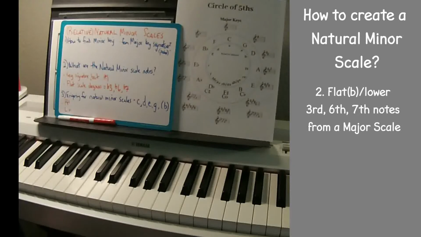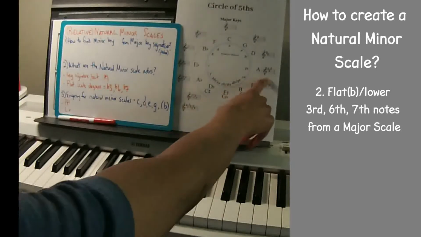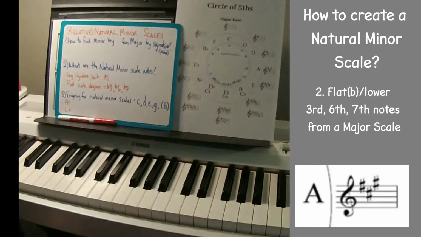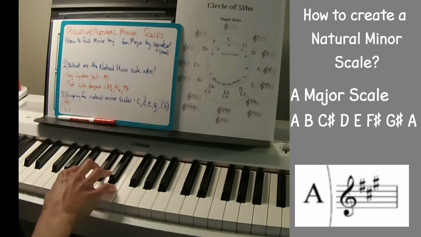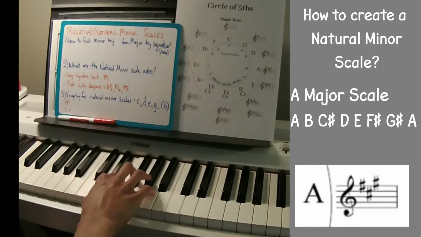So let's take another example. So let's say we wanted to find A natural minor. So if you remember our major scales, how many sharps does A major have? A major has 3 sharps, right? 3 sharps. So if you wanted to make an A natural minor scale, we're going to have to lower degrees 3, 6, and 7. So A major sounds like this. That's your A major scale.